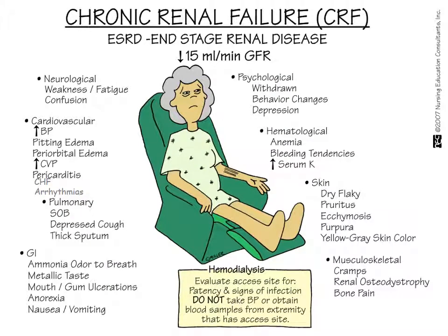End-stage chronic renal disease indicates a GFR of less than 15 milliliters per minute and is manifested by psychological withdrawal, hematological anemia, increased serum potassium, dry, flaky, itchy, bruising skin, musculoskeletal cramps, bone pain, neurological weakness and fatigue, increased blood pressure, increased central venous pressure, a predisposition to pericarditis and congestive heart failure, arrhythmias, pulmonary shortness of breath, depressed cough, thick sputum, and an ammonia odor to the breath and metallic taste in the mouth.